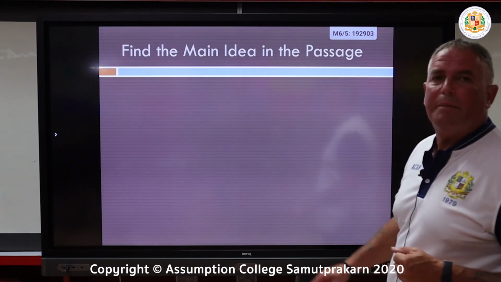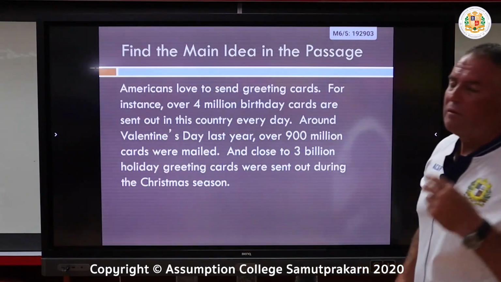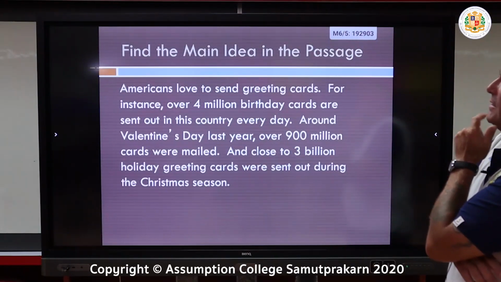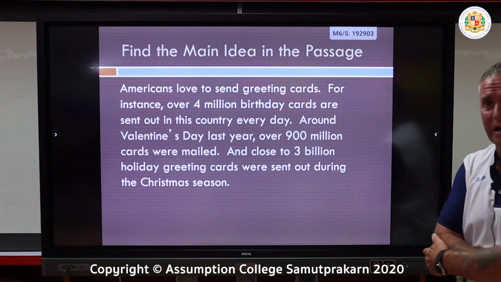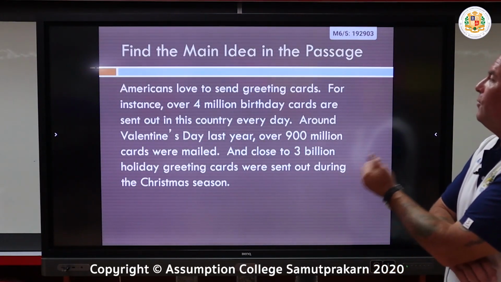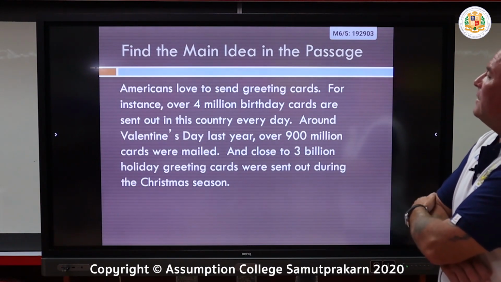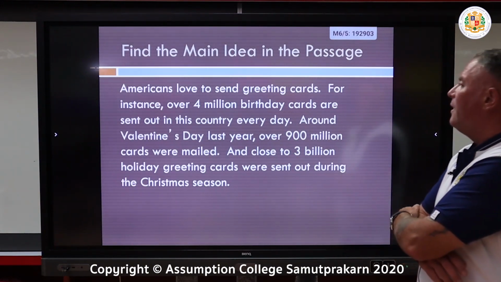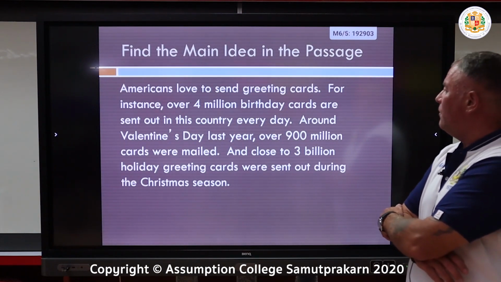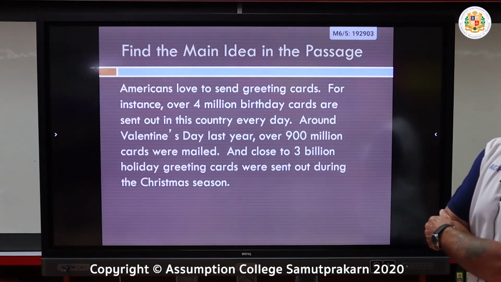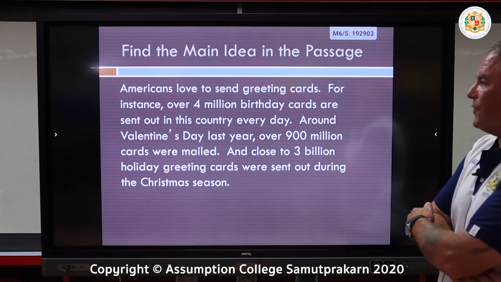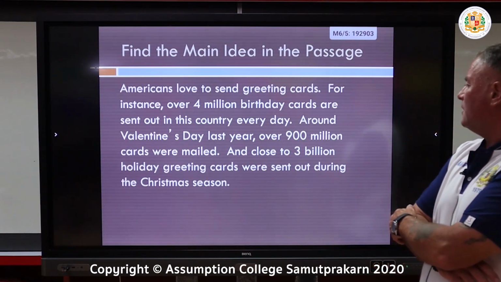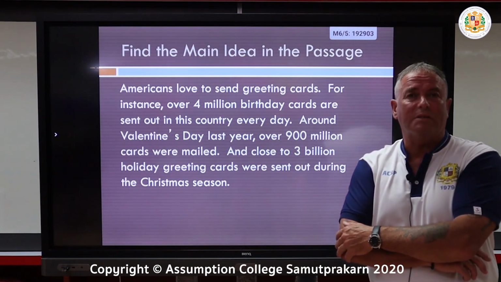Find the main idea in the passage. Right, here's an example. If we look at this, it says, Americans love to send greeting cards. For instance, over 4 million birthday cards are sent out in the country every day. Around Valentine's Day last year, over 900 million cards were mailed. And close to 3 million holiday greeting cards were sent out during the Christmas season.